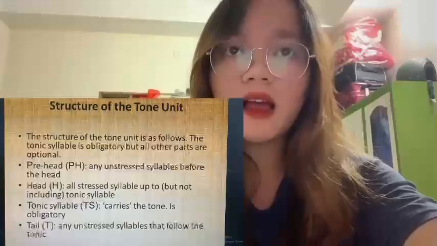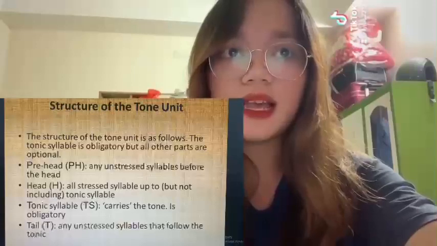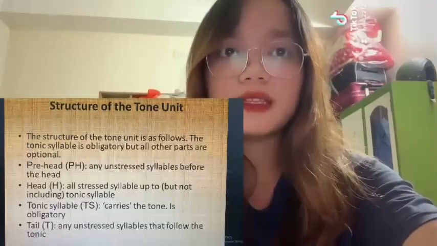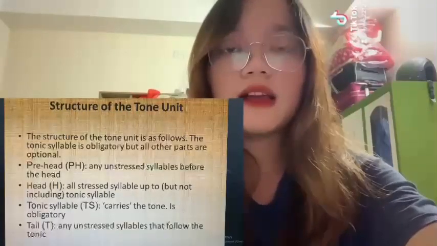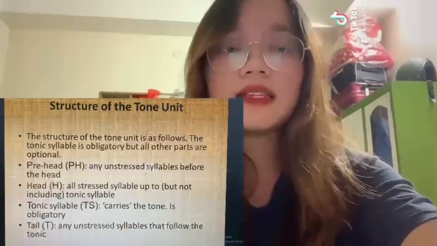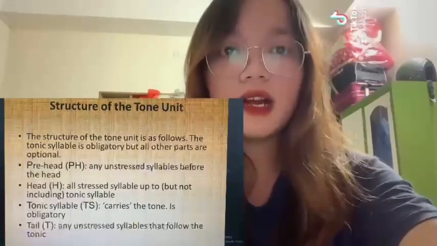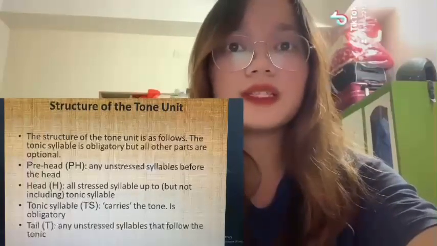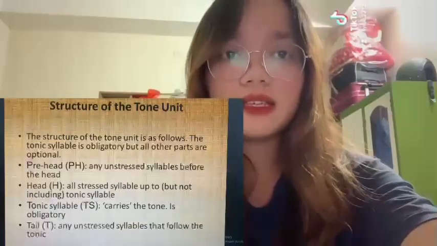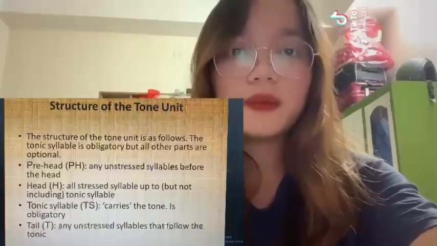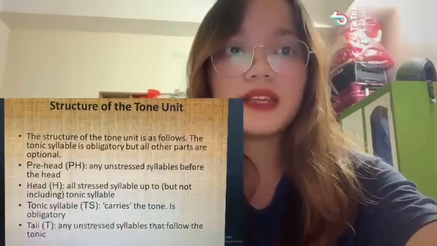Okay, so next I have the structure of the tone units. The structure of the tone units is as follows. The tonic syllable is obligatory, but all other parts are optional. The first is the pre-head: any unstressed syllables before the head. The next is the head: all stressed syllables up to, but not including, the tonic syllable. The next, tonic syllable, which carries the tone, is obligatory. And the last is the tail: any unstressed syllables following the tonic.